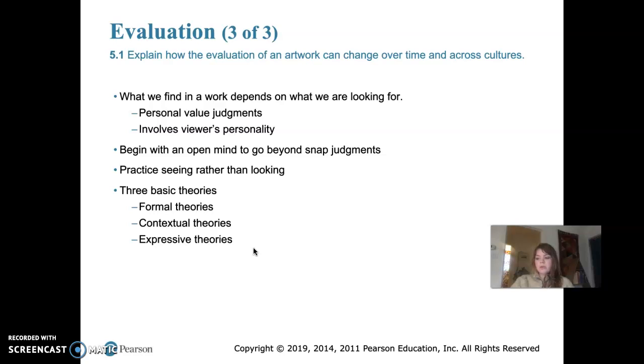Contextual theories consider art a product of a culture or a value system. So what's going on at the time in that culture, and how did that affect the art? That's what they're really looking for in the contextual theory of art criticism. Expressive theory of art criticism pays attention to the artist's personality or worldview. So the expressive really has to do with the artists themselves and their personality.